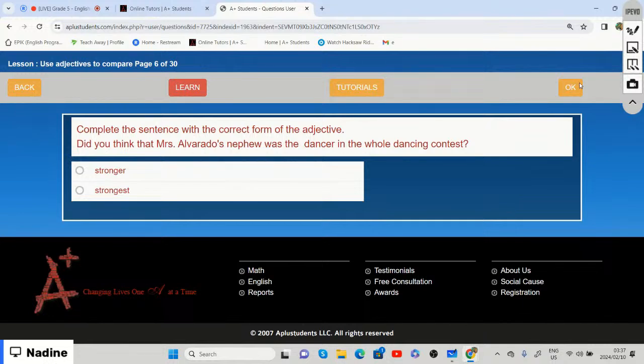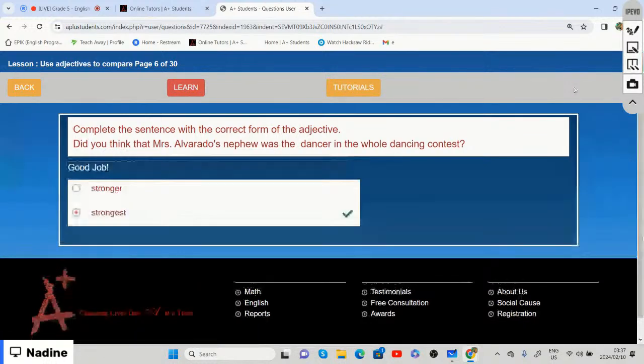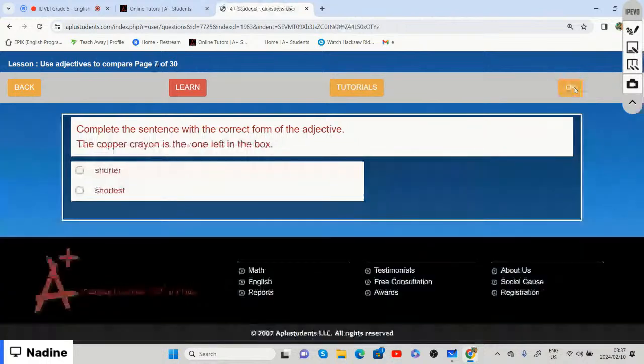So do you think, all right, that Mrs. Alvarado's nephew was the stronger or the strongest dancer in the whole dancing contest? And if we compare his dancing to everybody in the dance contest, then we can say, do you think he was the strongest dancer? Because he is being compared to more than one person.